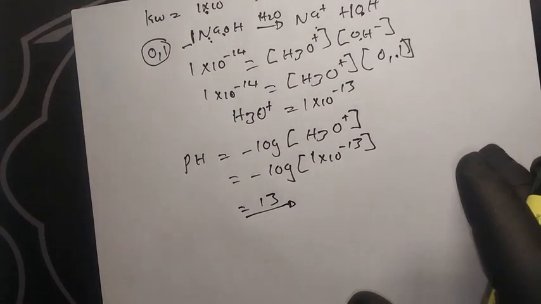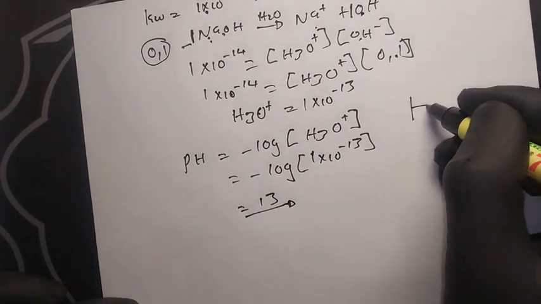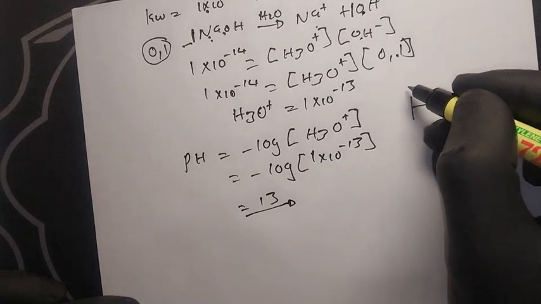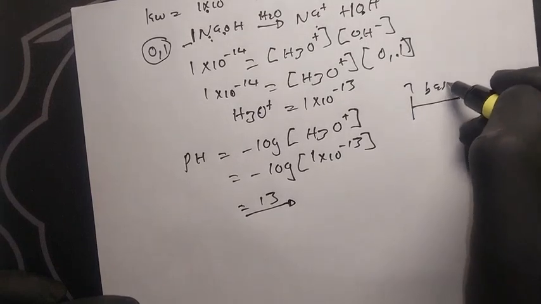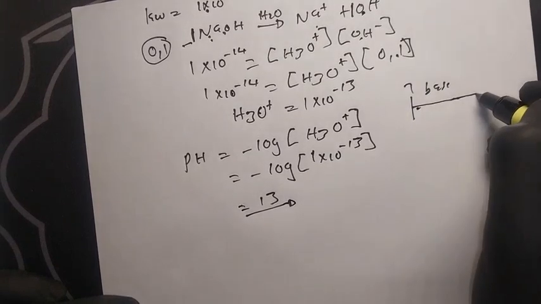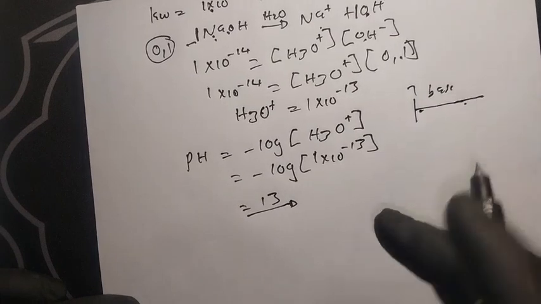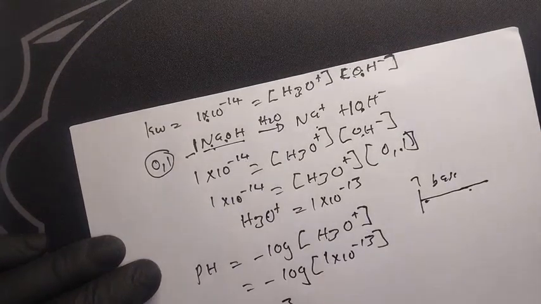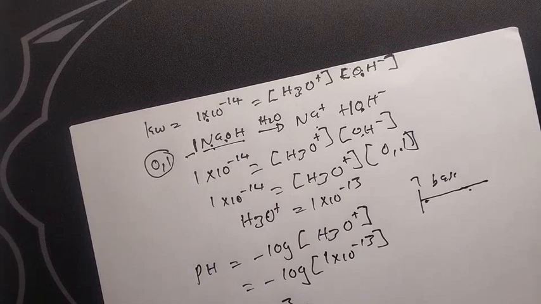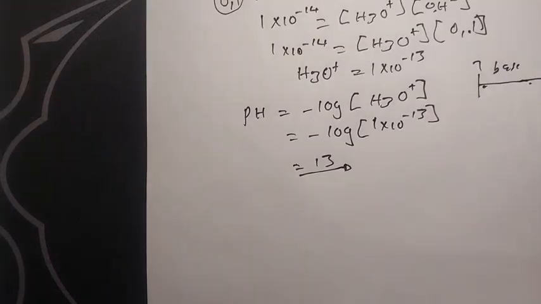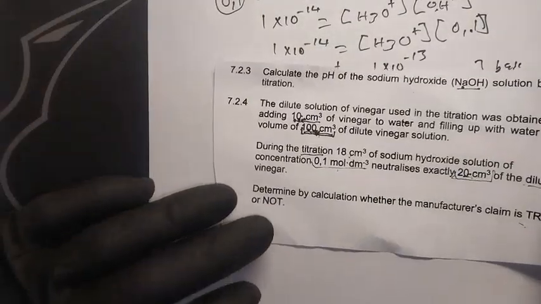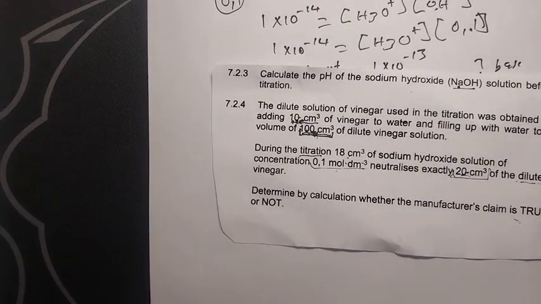Which is true, because when you check the scale, from 7 and above, this side is something that is basic. Near 7 it's weak, and close to 14 it's strong. And when you see sodium hydroxide, it is a strong base. Now I hope that was clear, we were trying to answer this question over here.